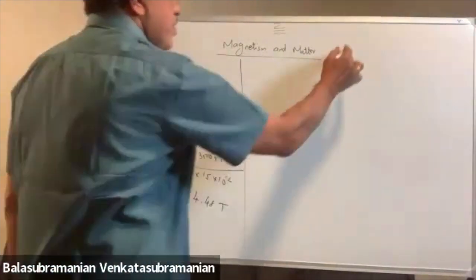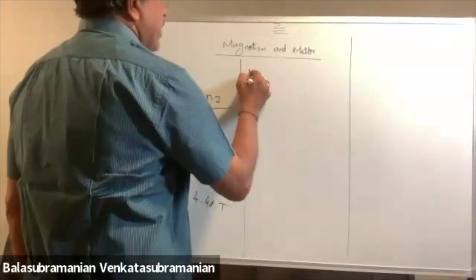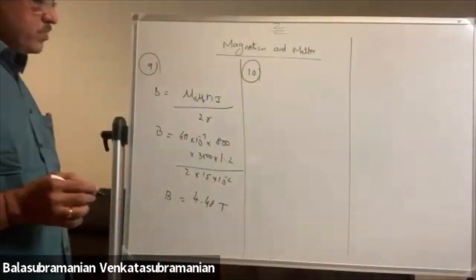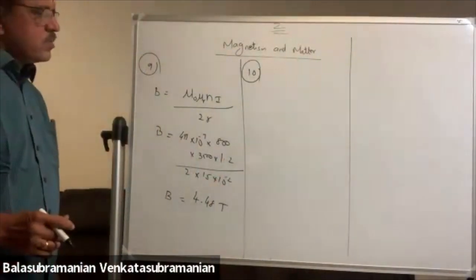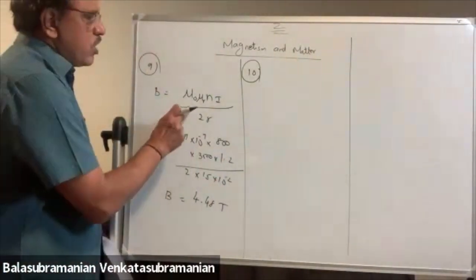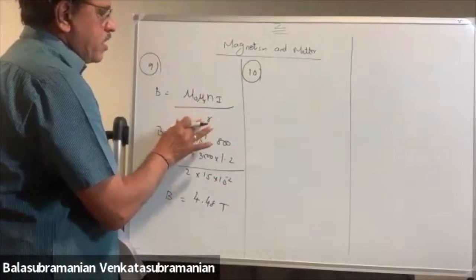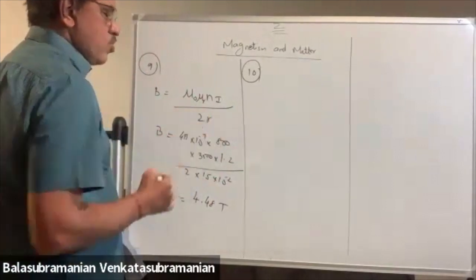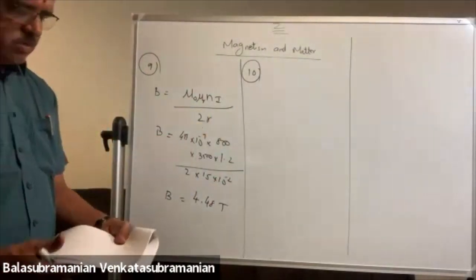Straight. 10th one. Mu naught Ni by 2R, that's okay. Next step.